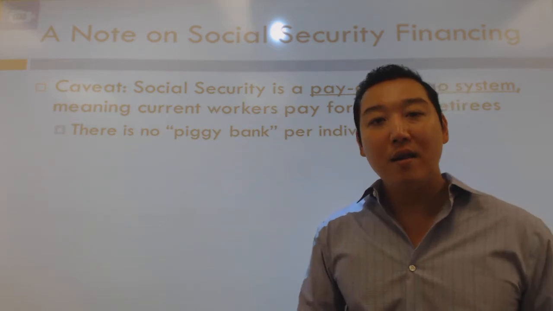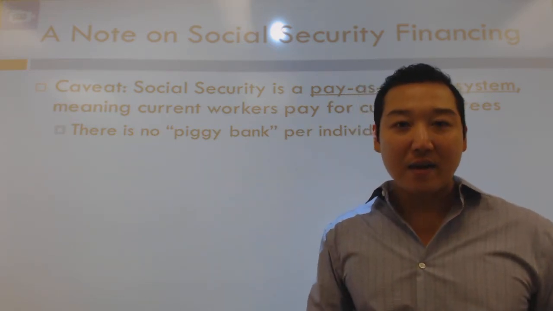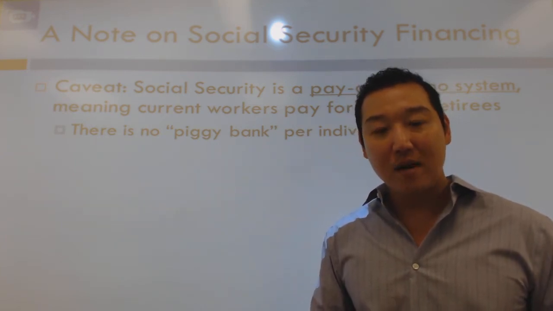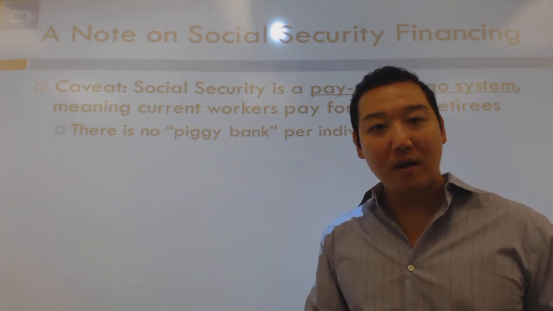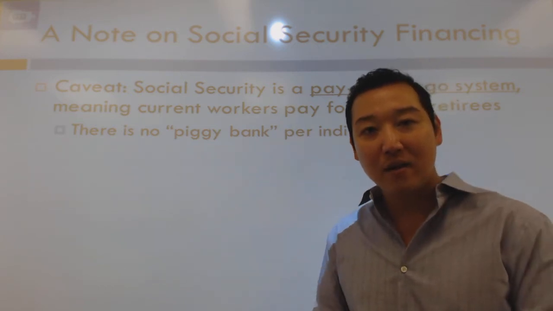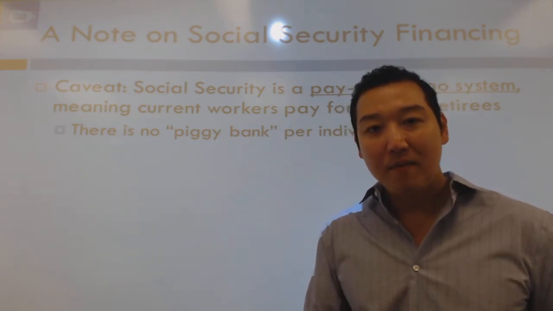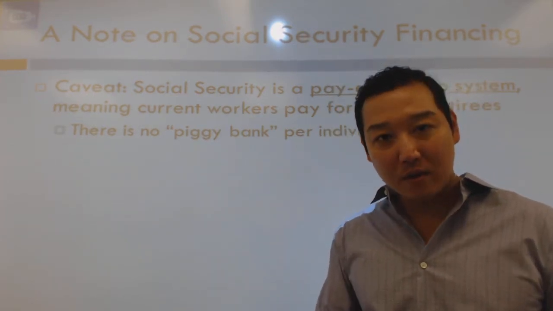Another further note on the financing of the Social Security system. The Social Security financing structure is what you call a pay-as-you-go financing system, right? People have this misconception that we're getting that Social Security tax taken out of our paychecks, and then we contribute to some individual retirement account that the Social Security Administration is managing for us. That's not how Social Security actually works in practice.